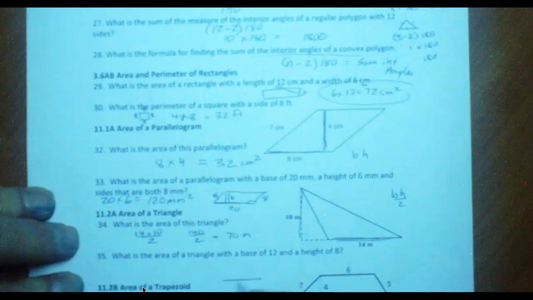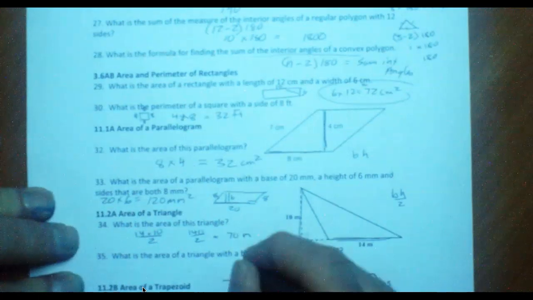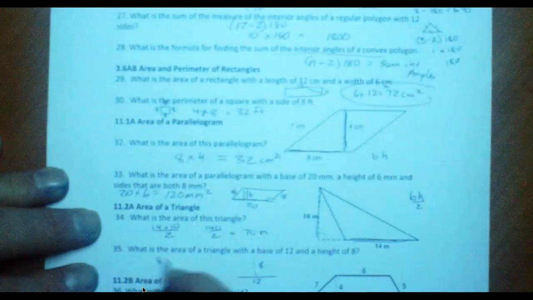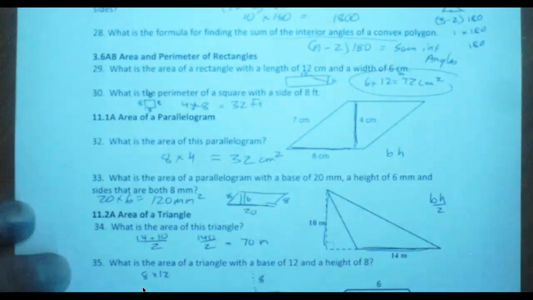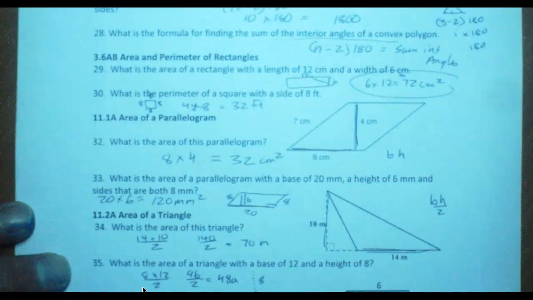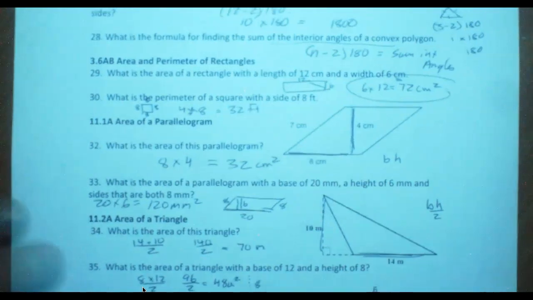What is the area of a triangle with a base of 12? So here's 12. And a height of 8. Well, I'm not even going to draw in the sides. I can still figure that out. We're going to take the 8 times the 12, and then we're going to divide that by 2. Well, 8 times 12 is 96. Divided by 2, this is 48. Okay, and we don't know what the measure is, so we're just going to call it 48 units squared. That's what the U2 is, unit squared.